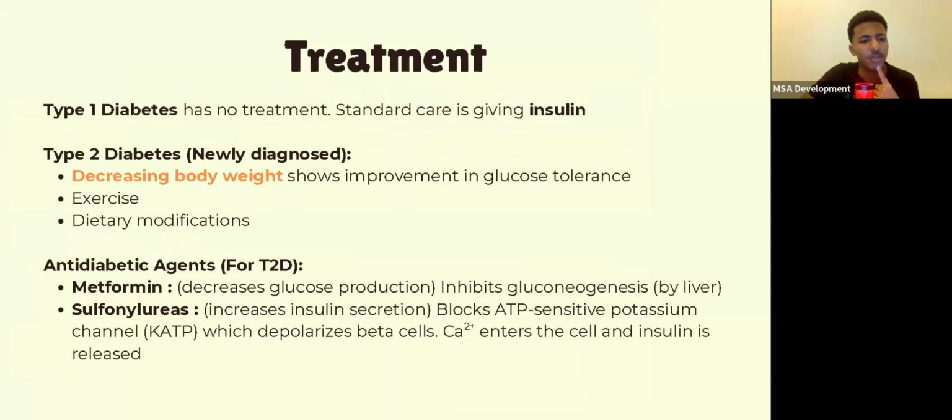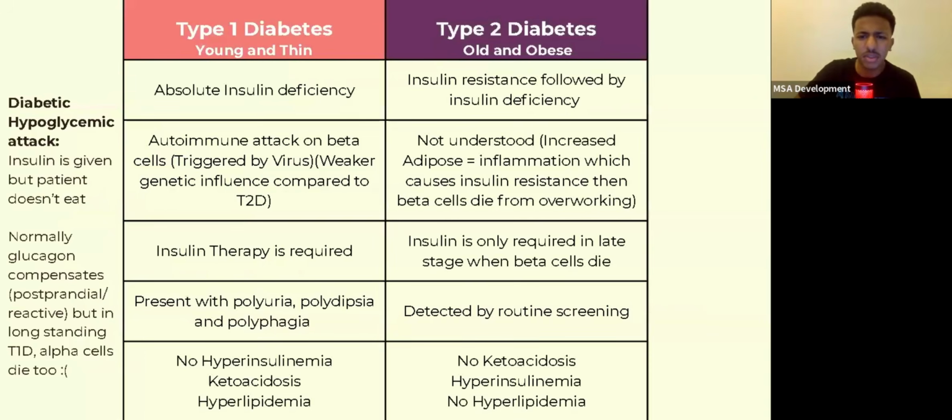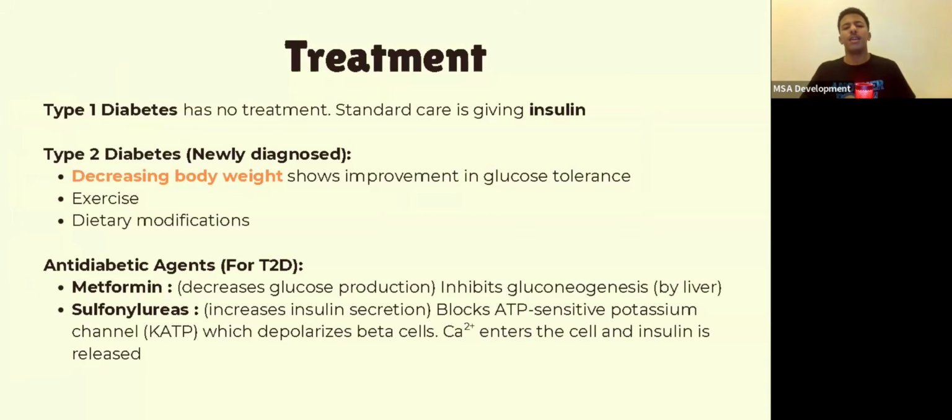Now let's talk about the treatment of type 1 and type 2. Type 1 has no cure. The standard care is giving insulin. Okay? Just memorize this. Type 2, for newly diagnosed patients, you can save them by decreasing body weight because decreasing body weight has been shown to improve glucose tolerance and insulin sensitivity. So it's going to reduce the insulin resistance and improve glucose tolerance. And exercise and dietary modifications also are important for newly diagnosed patients.